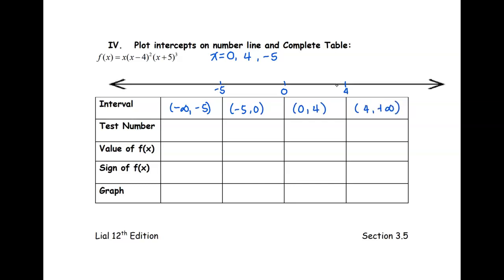Then after that, you get a test number. Just pick a number within each of the given intervals. So for this interval, I would pick negative 6. And in here, I will pick negative 1. In this interval, I will pick a test value equal to 1. And in this interval here, I would pick 5.